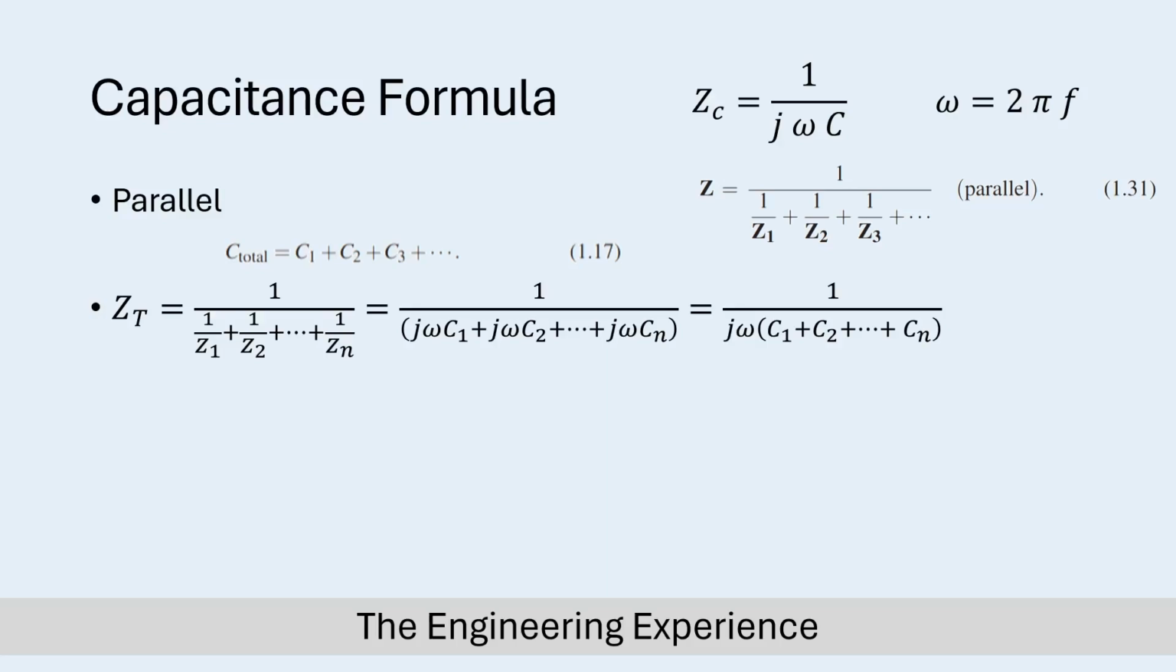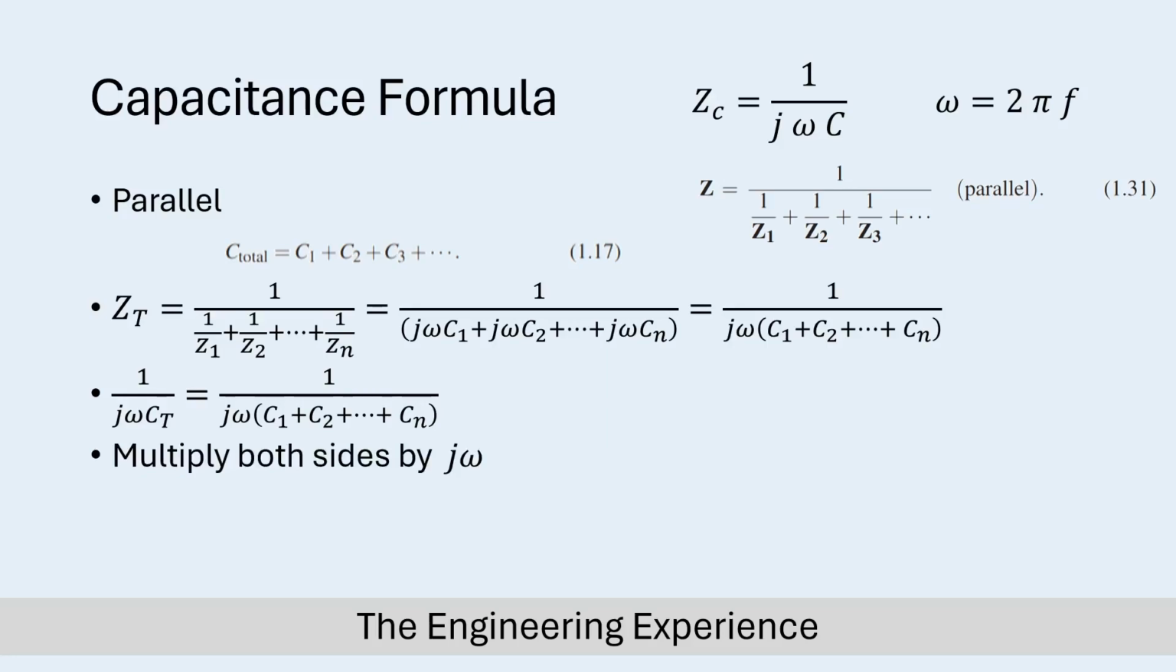Now, if we rationalize that out, we get j omega, and in brackets we can put down C1, C2, Cn, and that's the equation that's given to us at the end there. Now, turning the right hand side of the equation from impedance to the capacitor formula, we have 1 over j omega Ct is equal to 1 over j omega, and in brackets C1 plus C2 all the way up to Cn.